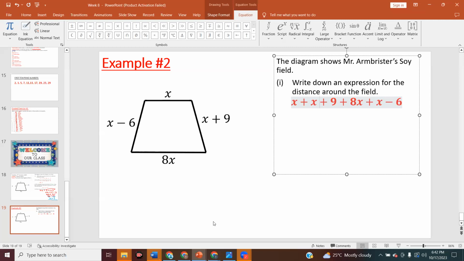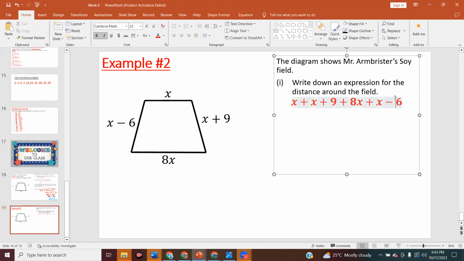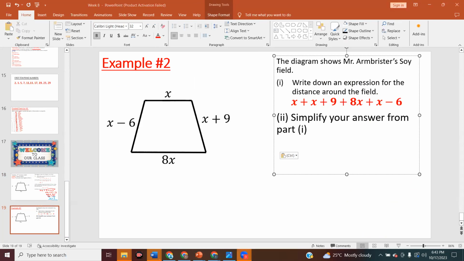Now, in the chat, write the simplified expression for this, please. So we want to simplify this expression. Simplify your answer in part I. So we basically have to combine them. Put your answers inside the chat once you've simplified them.